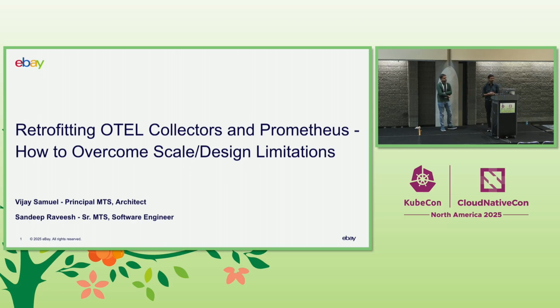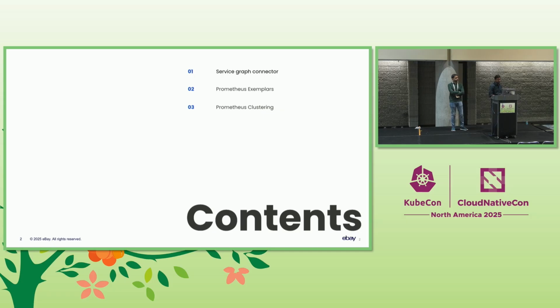And we are here today to talk about retrofitting OpenTelemetry collectors in Prometheus, and how we have gone about adjusting to the scale at which we operate at eBay, and how we overcame some of the scale and design limitations that we saw in both of these projects. So we'll talk about 3 use cases, the first one being Service Graph Connector, the next one being Prometheus exemplars, and then Prometheus itself and how we went about doing clustering.